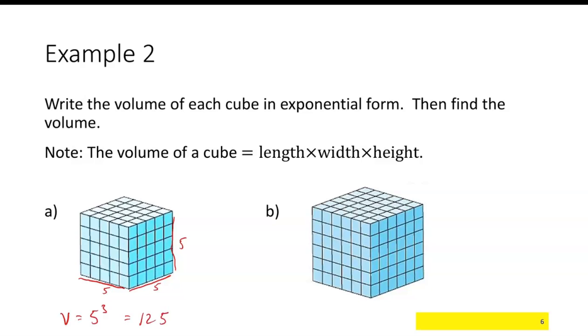For part B, each length is 6, then 6, and then the height 6. So in this case, the volume is going to be 6 to the 3rd, which is 216.